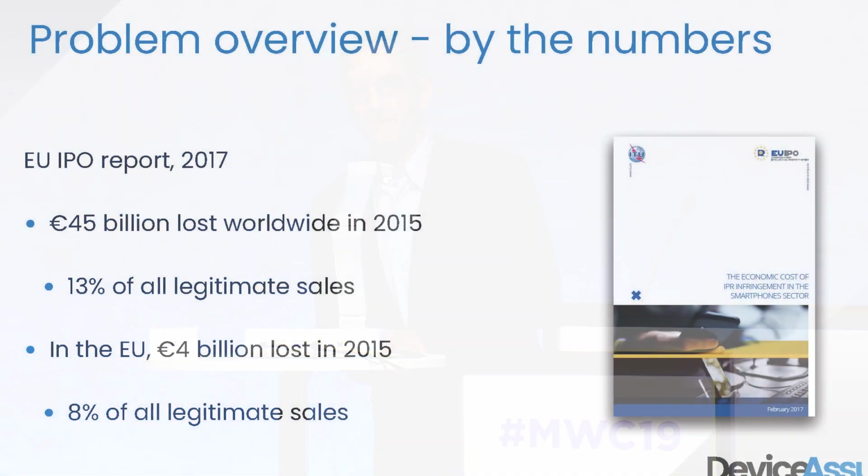The EU Intellectual Property Organization did a study on this in 2017 and found that it is a 45 billion euro problem worldwide in 2015. This represents 13% of legitimate sales. In other words, the genuine manufacturers potentially lost this amount of money through the sale of counterfeit devices. In the EU alone, the numbers are 4 billion euro and 8% of legitimate sales.